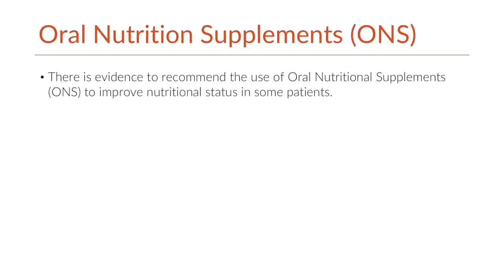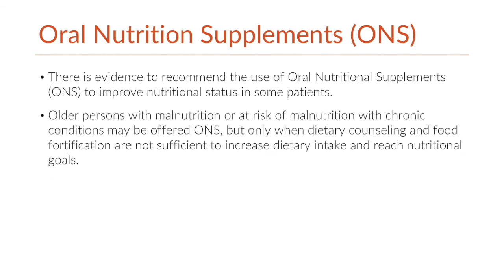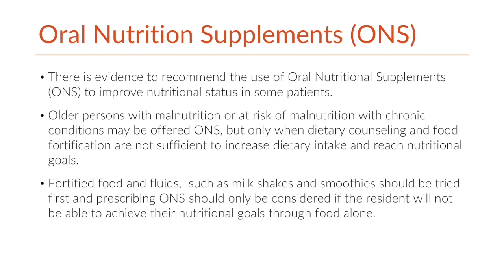There is evidence to recommend the use of oral nutritional supplements, or ONS, to improve nutritional status in some patients or residents. Older people with malnutrition or at risk of malnutrition with chronic conditions may be offered oral nutritional supplements, but only when dietary counseling and food fortification are not sufficient to increase dietary intake and reach nutritional goals. Fortified food and fluids, such as milkshakes and smoothies, should be tried first, and prescribing oral nutritional supplements should only be considered if these interventions are not helping the resident meet their nutritional goals as laid out by the dietitian.